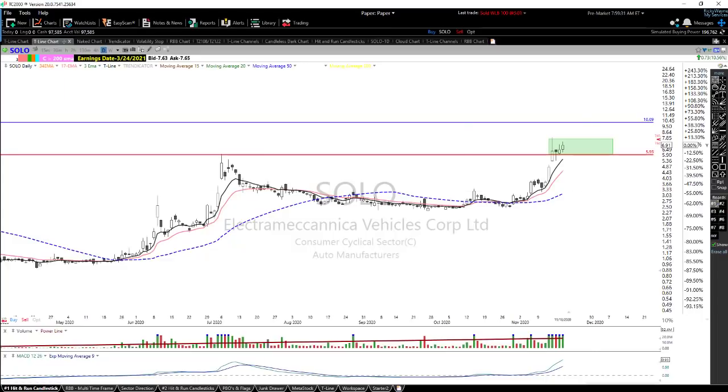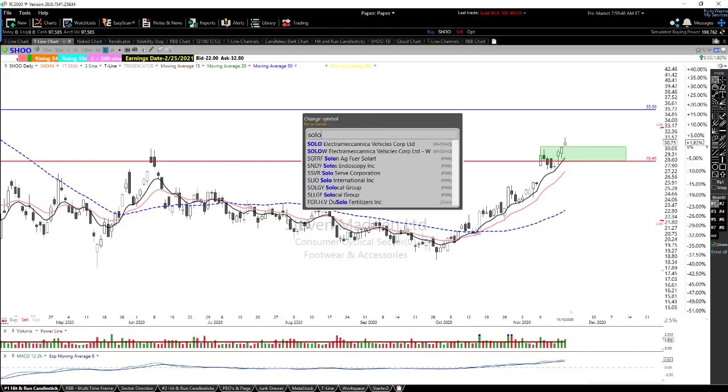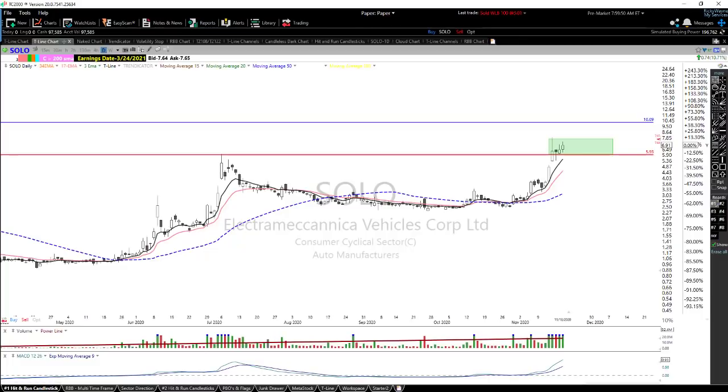I'll give you an example. SHOO was one of our trade ideas. Not a very good option, not a great chart for an option, but for the stock, a lot of money was made by a couple of our team members, so congratulations. So remember, just have a plan. Know what you're trading. If you need help with that, let us know. We can help you.